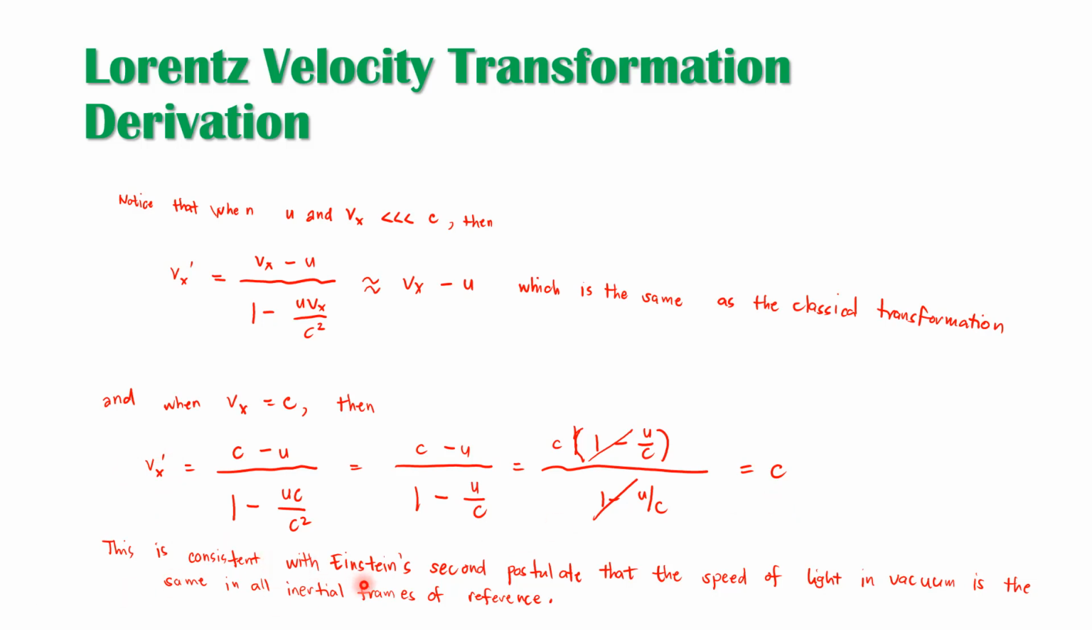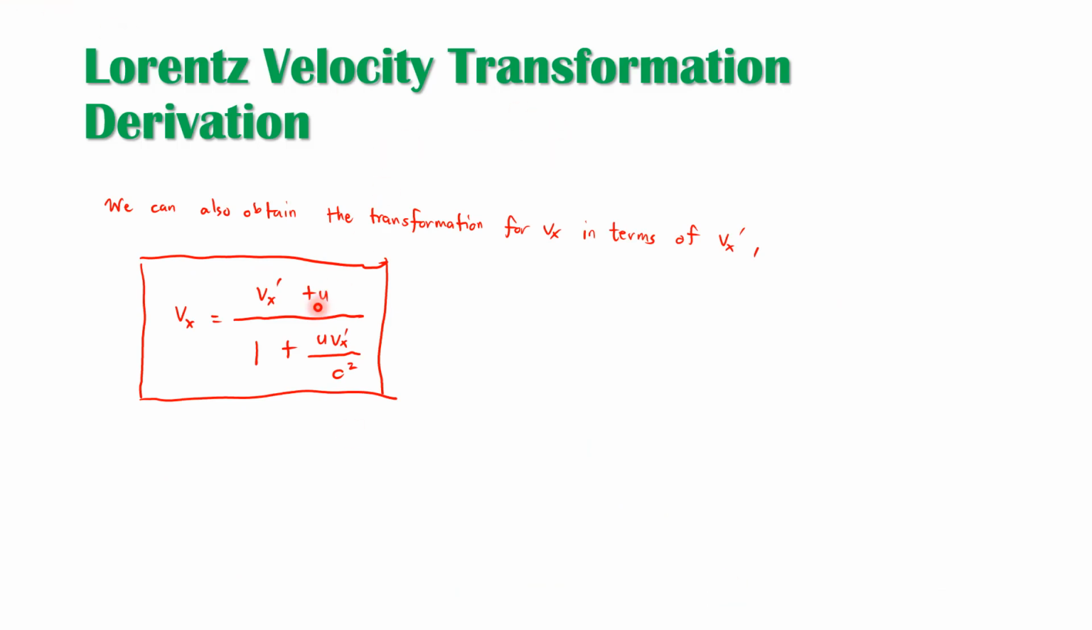So this is consistent with Einstein's second postulate that the speed of light in vacuum is the same in all inertial frames of reference. Now, if we use our technique in getting v sub x in terms of v sub x prime, we just have to change the unprimed term into the primed term, and we have to change the direction, or the sign, of u. Therefore, our v sub x is equal to v sub x prime plus u divided by 1 plus u times v sub x prime over c squared.